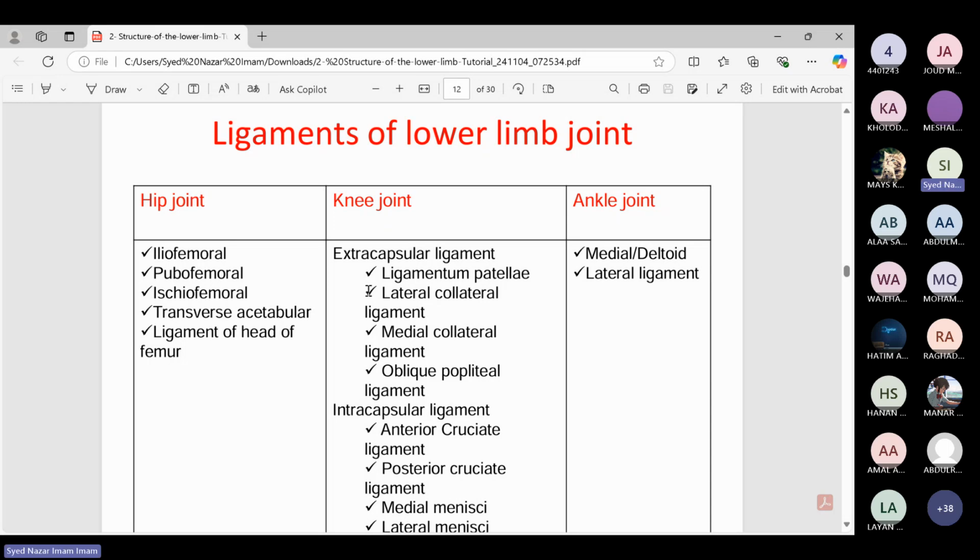And as I told you, in the knee joint we have extracapsular and intracapsular ligaments. Extracapsular means outside the capsule. And what are the ligaments? Ligamentum patellae, that is from the patella to the tibial tuberosity. Then we have the collateral ligaments, one on the medial side, one on the lateral side, and one ligament which is obliquely placed behind the knee, we call it the oblique popliteal ligament. So these are the extracapsular ligaments.